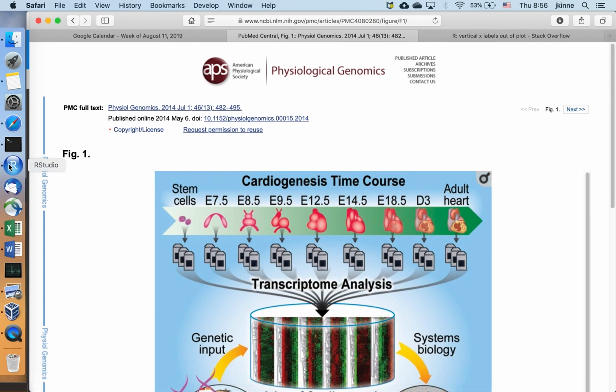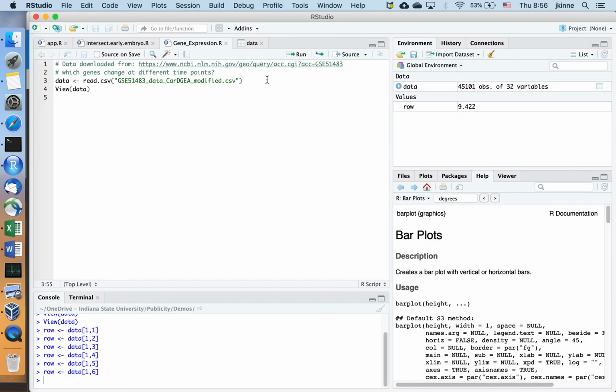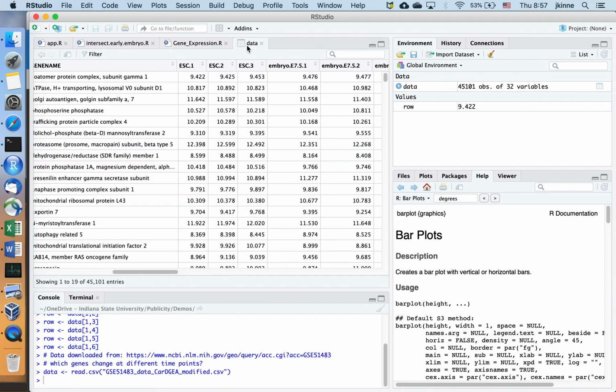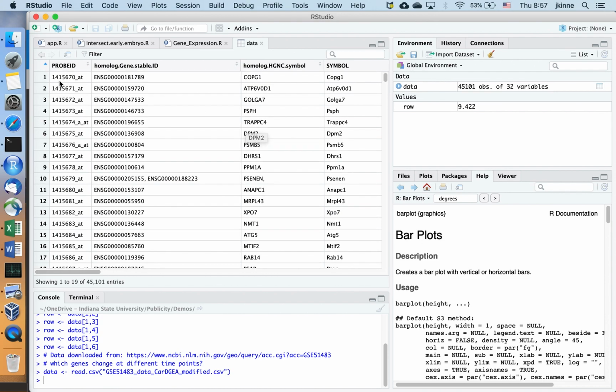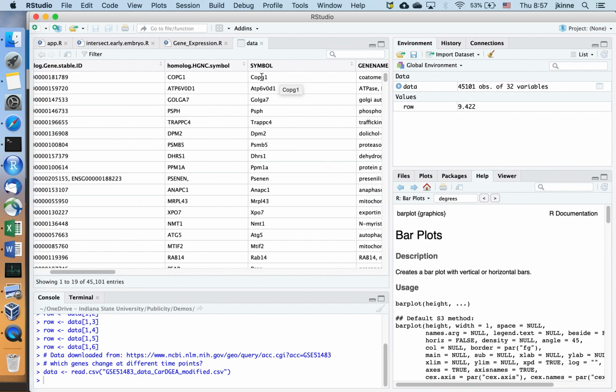All right, so we're going to take a look at how this data looks. I'll load this data in R and take a look at it. So we have 45,101 rows here. Each row is a particular gene. The first row here is the COPG1 gene.